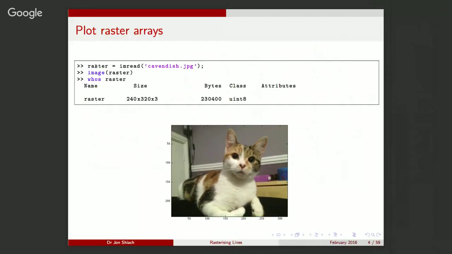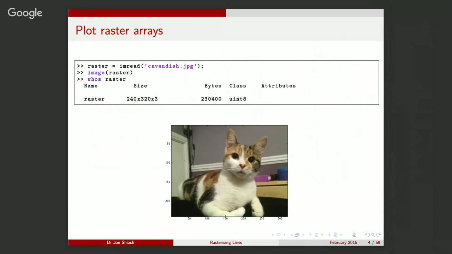So raster is then, if I do a who's raster, what this command does is say how much memory has been taken up and what size of array we have. You can see raster is a 240 by 320 by 3. So this means it's 240 high, that's NY, so it's 240 pixels high, 320 pixels across, and you have three levels, one for red, one for green, one for blue.